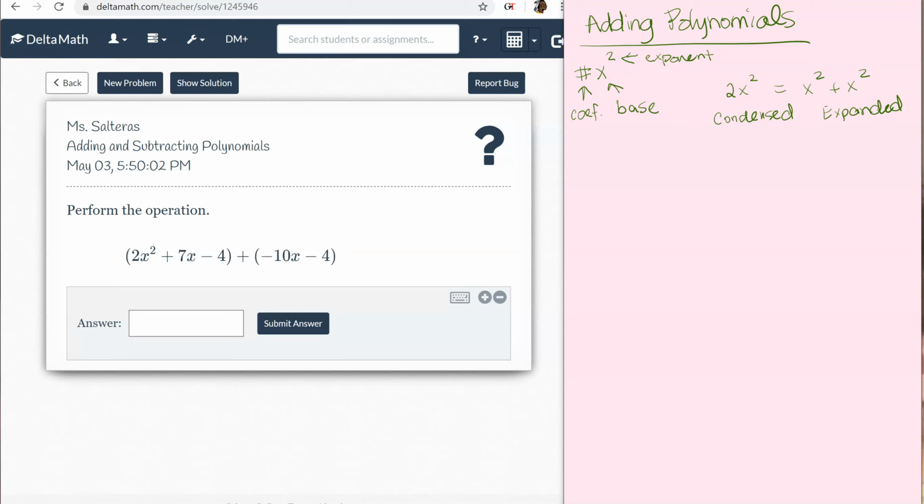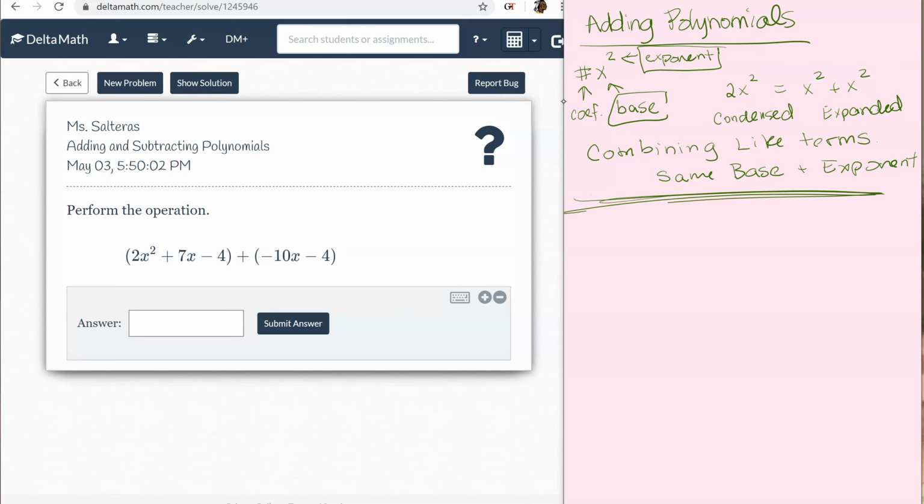Okay, so when you combine like terms, you're looking for the same base and the same exponent. All right, the number, the coefficient in the front is what we are going to be adding together. All right, so adding polynomials is the same as combining like terms. So again, we're looking for terms that have the same base and exponent.